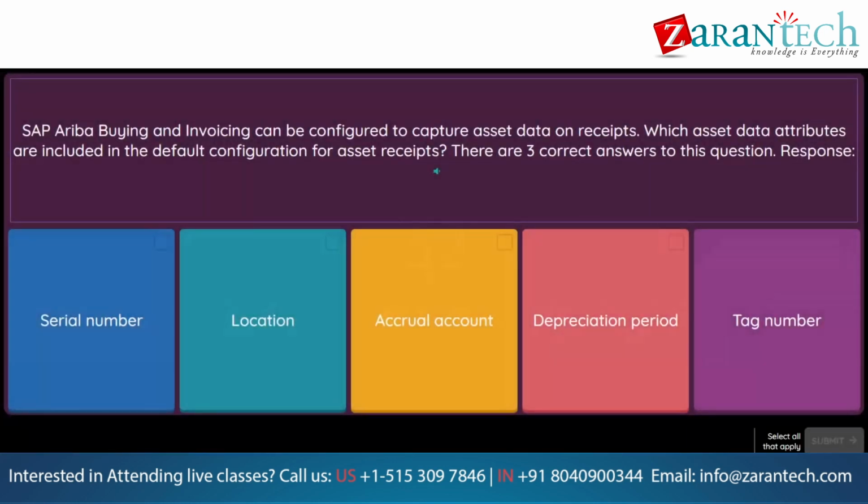Question: SAP Ariba buying and invoicing can be configured to capture asset data on receipts. Which asset data attributes are included in the default configuration for asset receipts? There are three correct answers to this question. Response. Option 1. Serial number. Option 2. Location. Option 3. Accrual account. Option 4. Depreciation period. Option 5. Tag number.